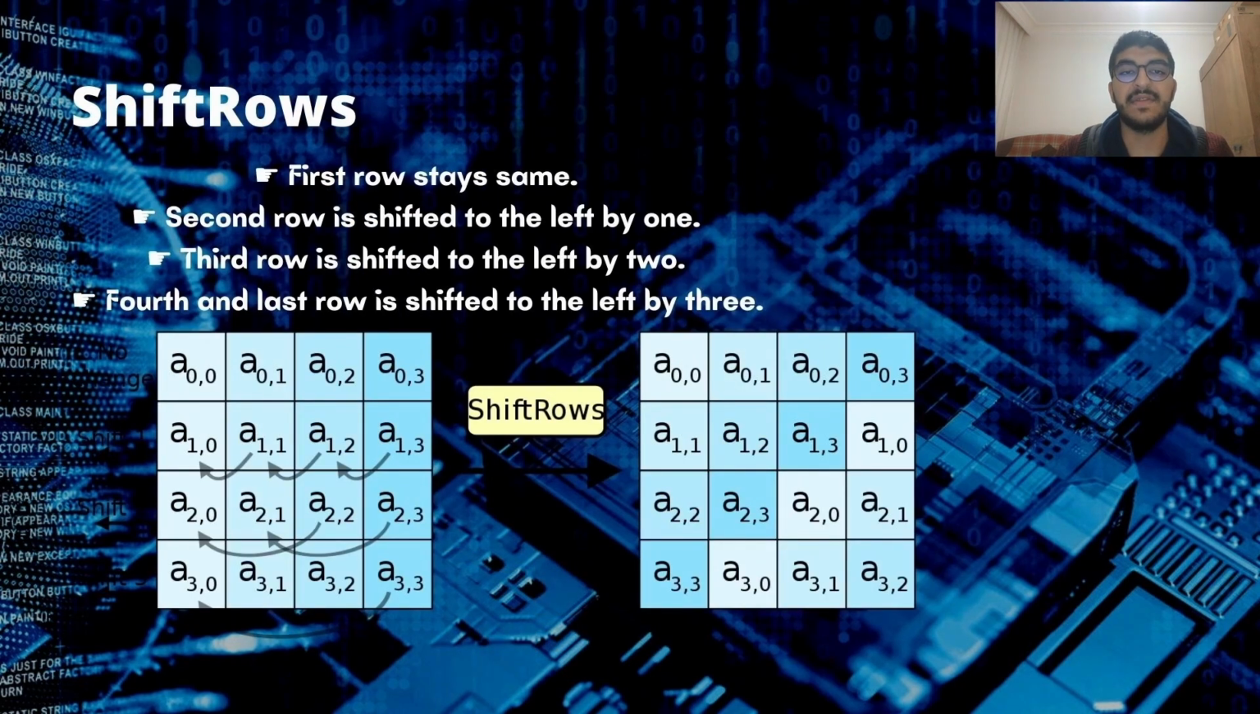Shift rows and mix columns are the sublayers of the diffusion layer. In the shift rows sublayer, rows of the matrix are permuted. The first row stays the same. The second row is shifted to the left by 1. The third row is shifted to the left by 2. And the fourth and last row is shifted to the left by 3. All these shiftings cause diffusion of the bits.